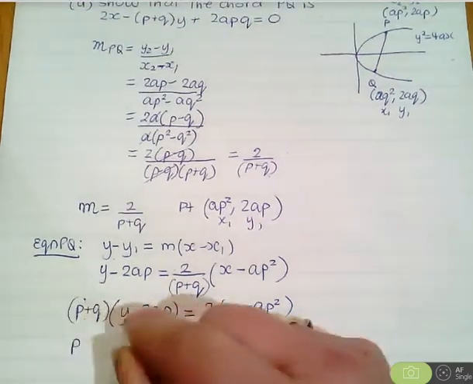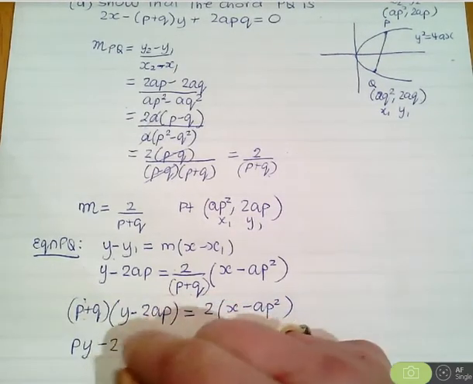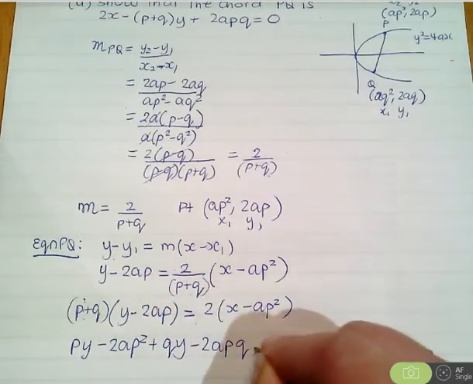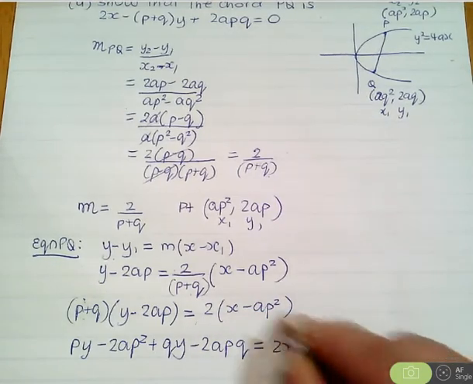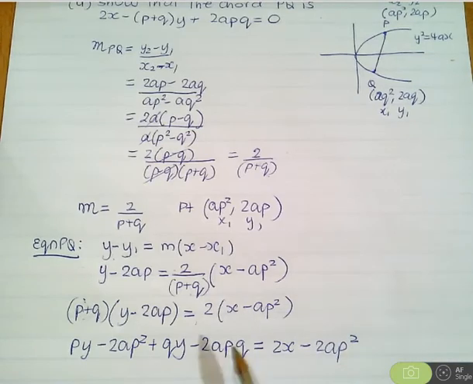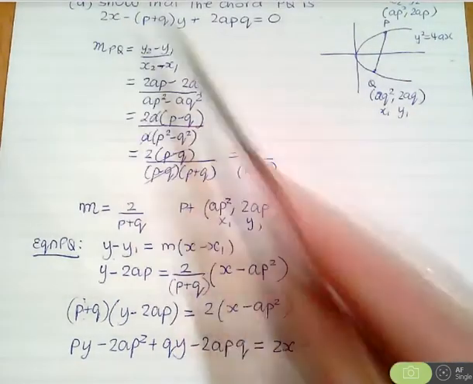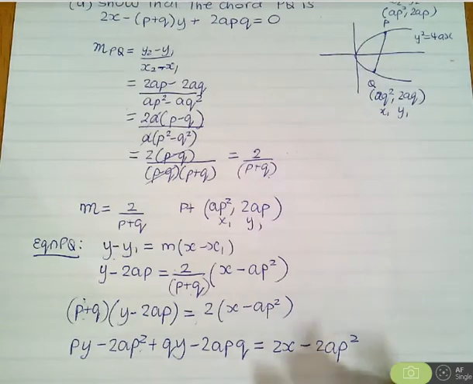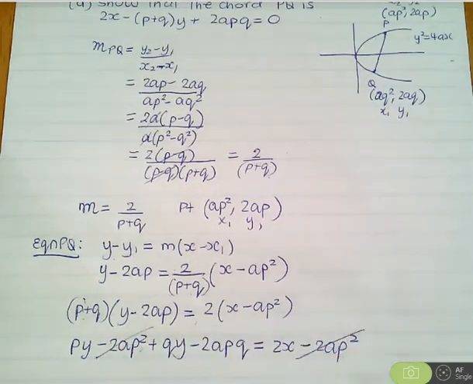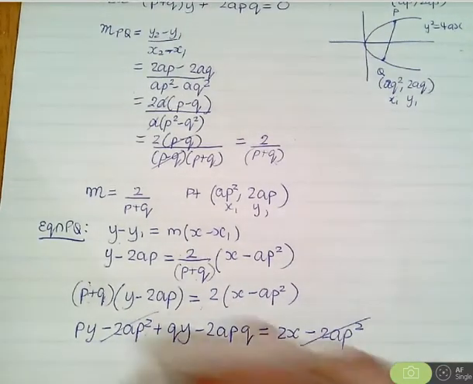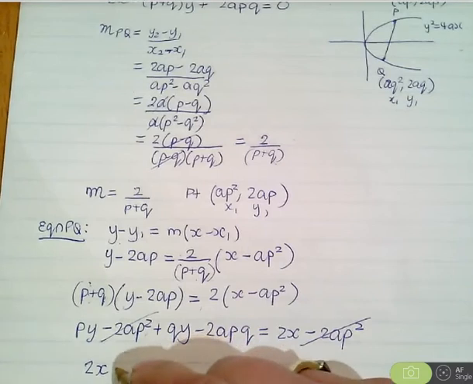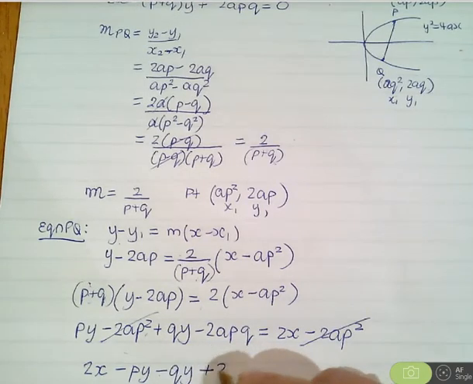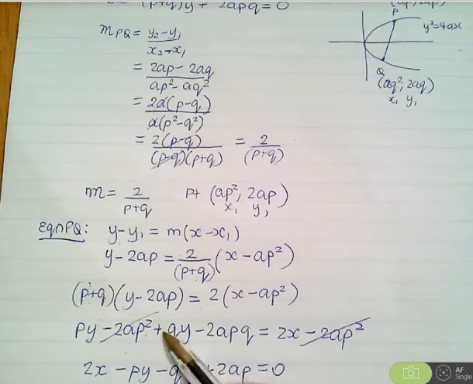So we've got P times each of those, and I've got PY minus 2AP squared plus QY, and this will be minus 2APQ, is equal to, and just expanding this, I've got 2x minus 2AP squared. Now, notice they've taken everything over to this side because the 2x is positive in what you're trying to prove, and we'll just keep everything on this side. But before I do that, you've got minus AP squareds cancel, and I'm going to take everything over to the right-hand side. So I've got 2x, and then I've got minus PY minus QY plus 2AP equals 0. So I'm just taking all of these over to the other side.